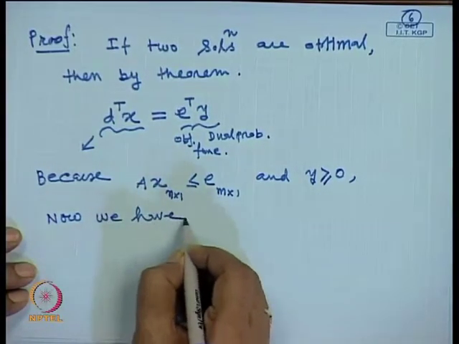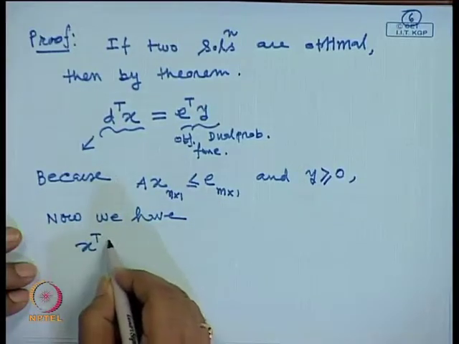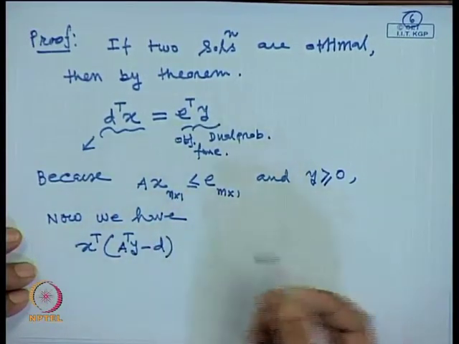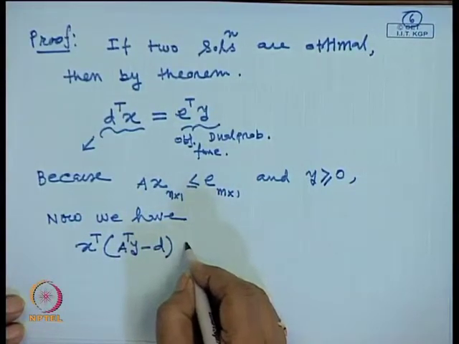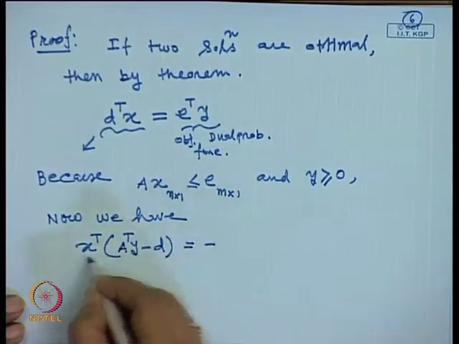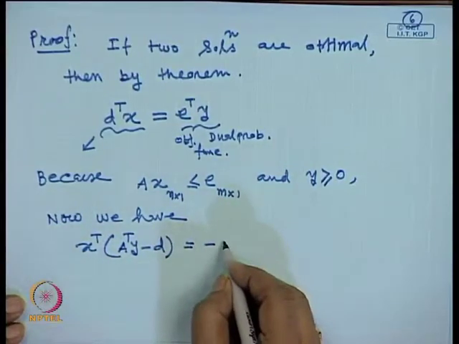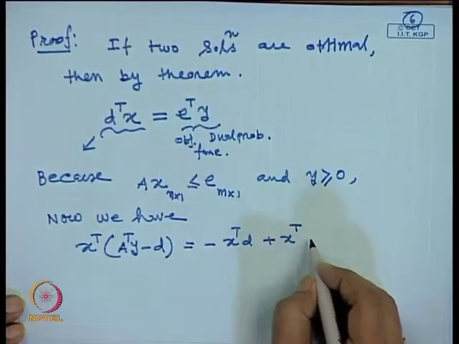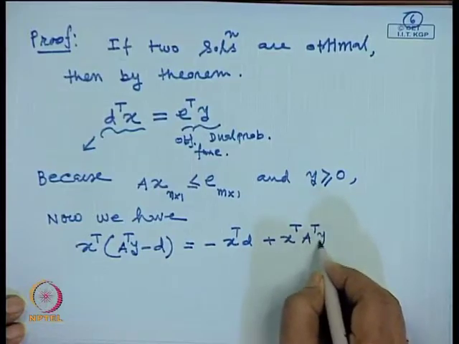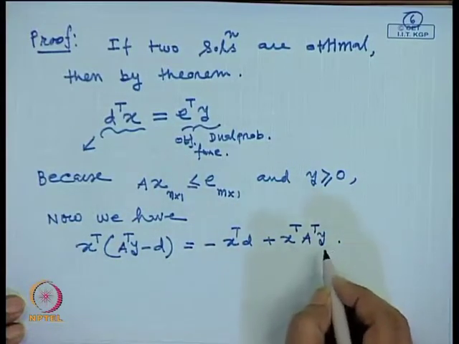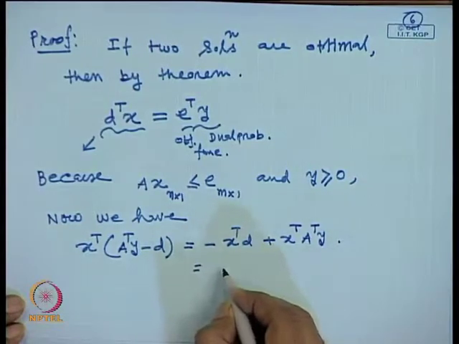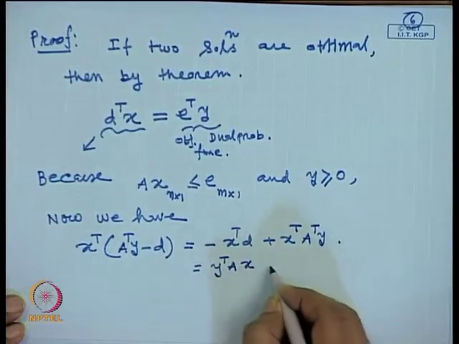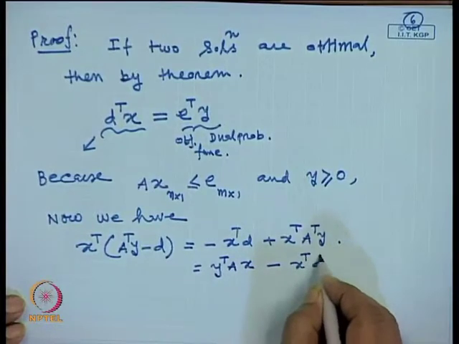Now we have X transpose (A transpose Y minus D). Just expand this bracket, open it: this equals minus X transpose D plus X transpose A transpose Y. Since it is a scalar quantity, I can write this as Y transpose A X minus X transpose D.